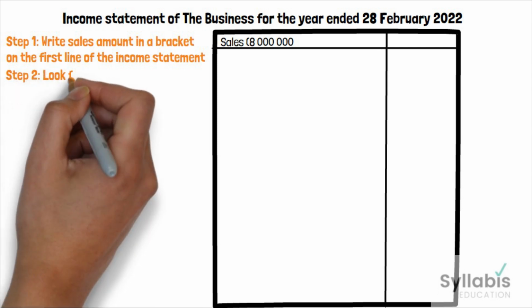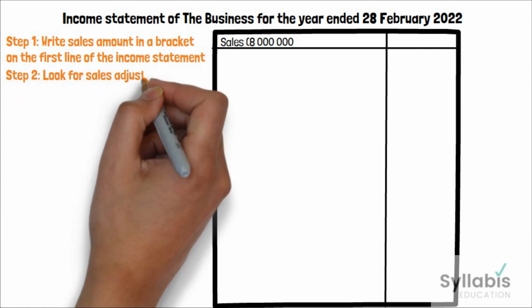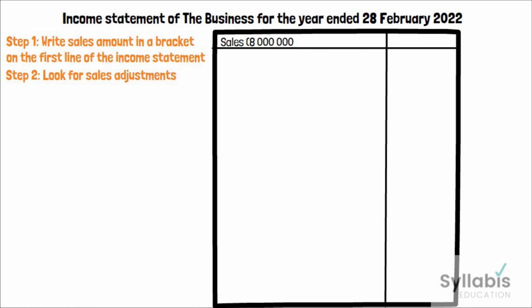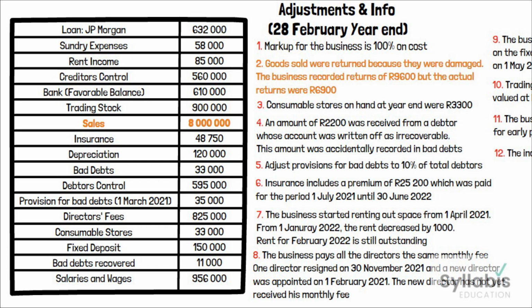Now you must look for any adjustments or information that relates to sales. The second adjustment relates to sales. Goods sold were returned, so the sales amount must decrease. The business decreased sales by 9,600 instead of 6,900, so sales were reduced too much by 2,700. So the sales amount is too low and must be increased by 2,700.